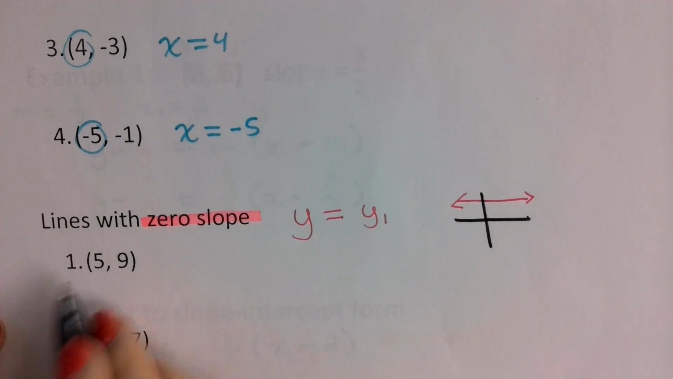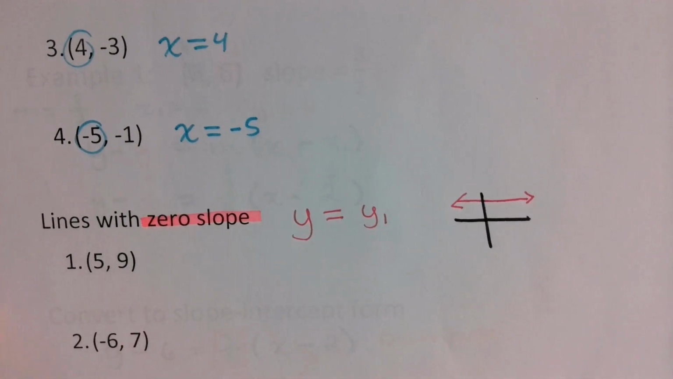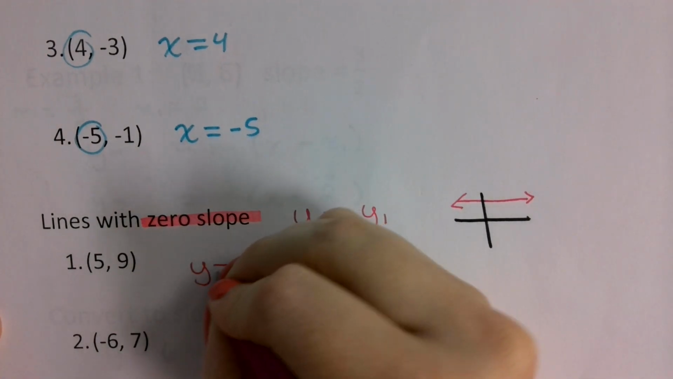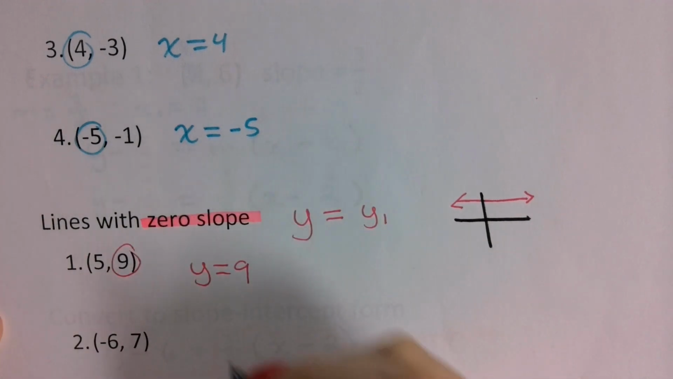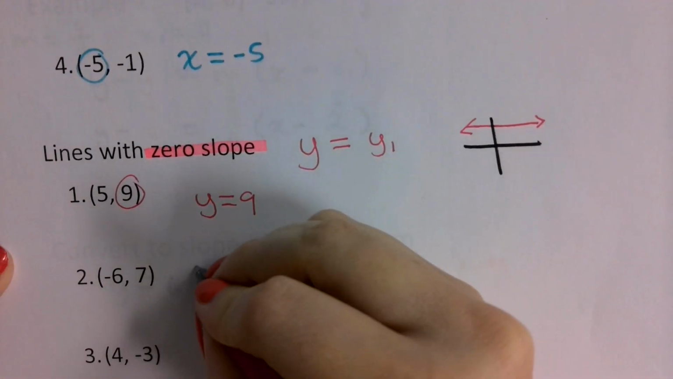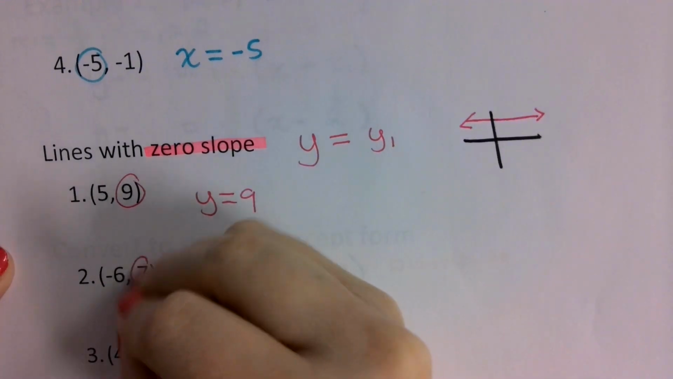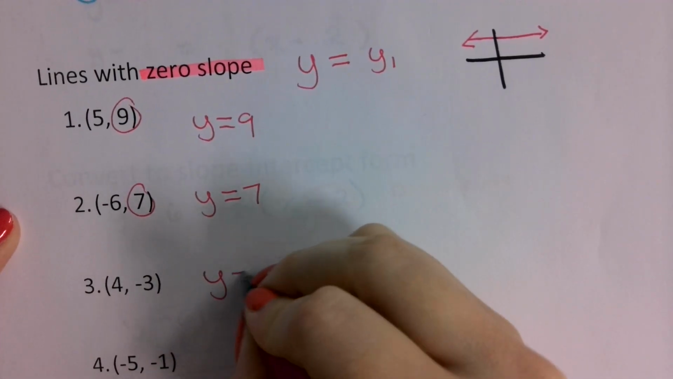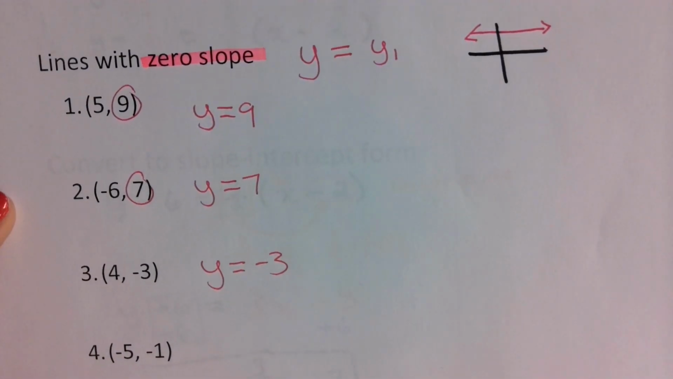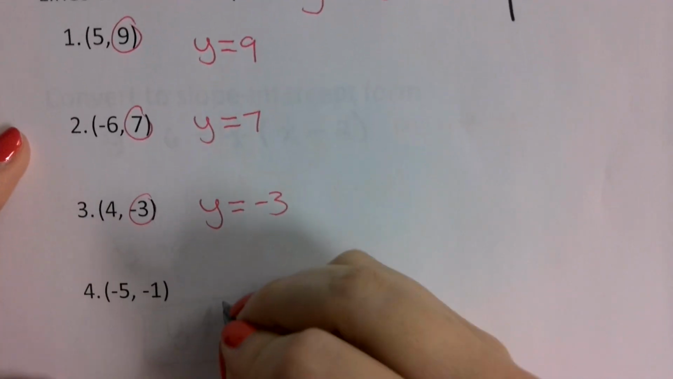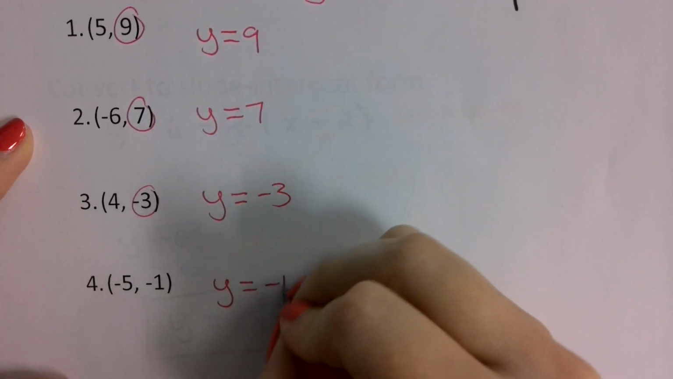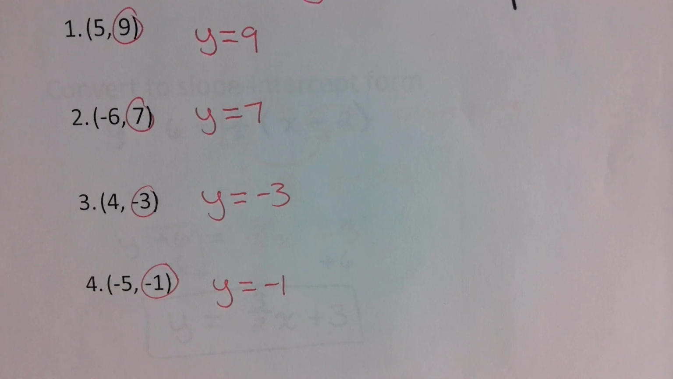So for number 1, it's going to be y equals what? Y equals 9. Number 2, what's it going to be, guys? Y equals 7. Number 3, y equals negative 3. Good. And number 4? Very good. Pretty simple.